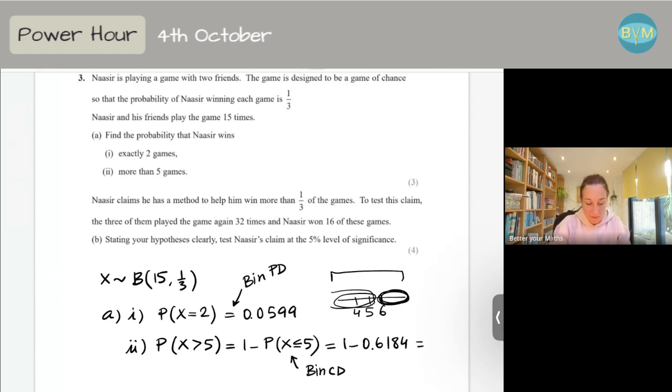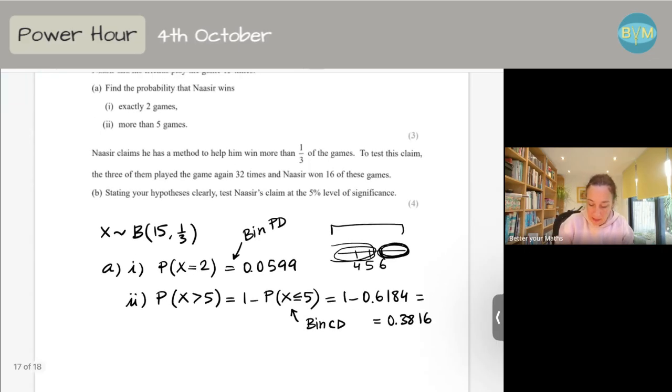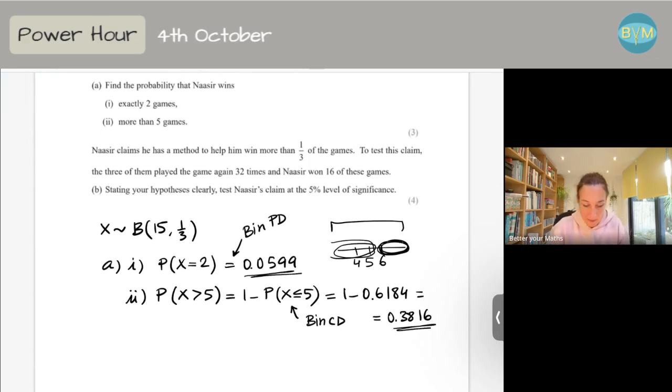We do 1 minus that, which is 0.3816. Yeah, so this is this probability, this is this probability. And now, very quickly, we are going to do the hypothesis testing.